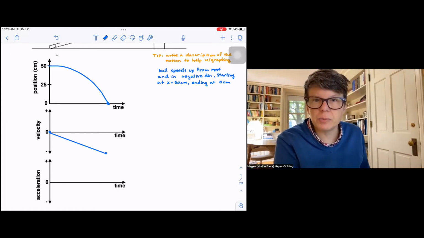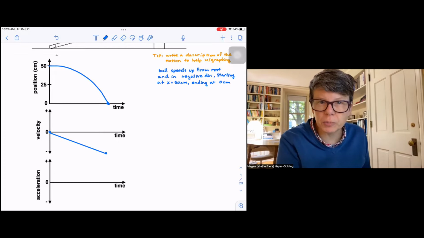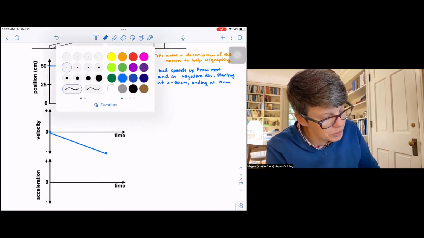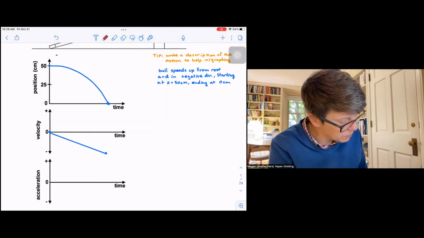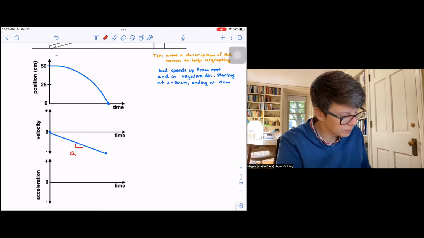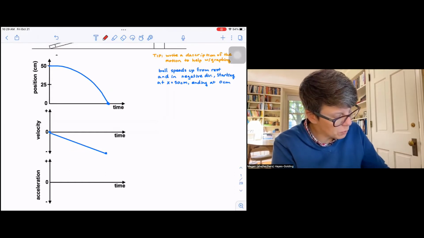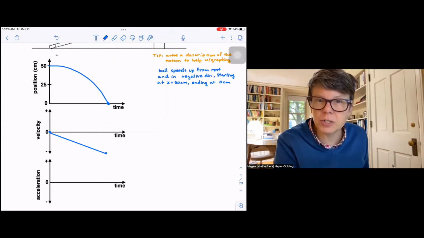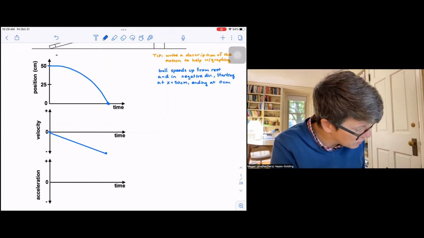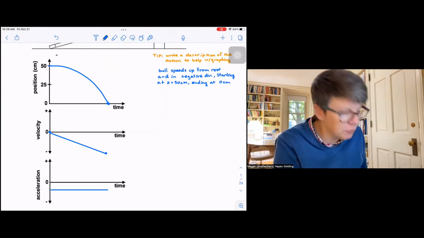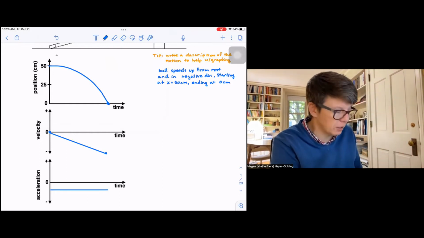Now, how about acceleration? This one has thrown all sorts of people for a loop. Acceleration. I want you to always remember the definition of acceleration as the slope of a velocity time graph. With that in mind, that means the acceleration is constantly a negative number. How negative? I don't have enough information on that, so I'm just going to pick a negative number.